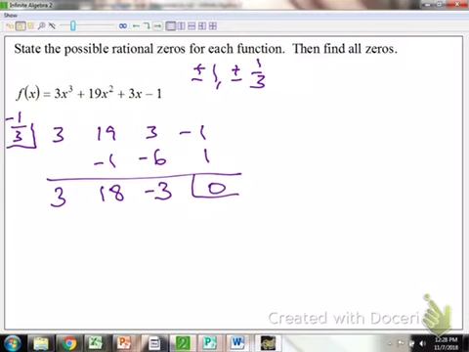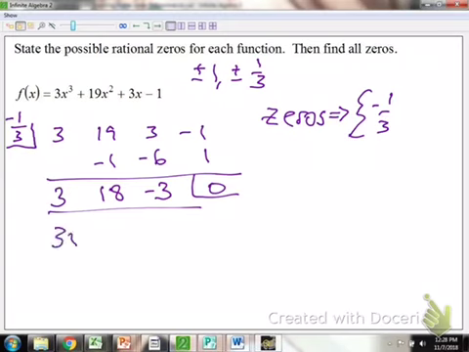All right, now, so the zeros, I've run out of options, right? I've tried all my possible rational zeros, and only negative 1/3 works. Only negative 1/3 works. Okay, so the zeros are negative 1/3, and then the two zeros that are going to come from 3x squared plus 18x minus 3 equals 0.